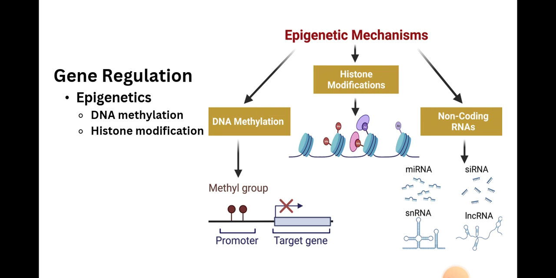Now what happens in the non-coding RNA region, and what do they do? Small interfering RNAs like siRNAs and microRNAs like miRNAs act as RNA interference, which is a pathway to silence gene expression. For example, if there is no requirement of gene expression or protein formation, these microRNAs and small interfering RNAs are involved in that process, and they bring about transcriptional and post-transcriptional level modification.